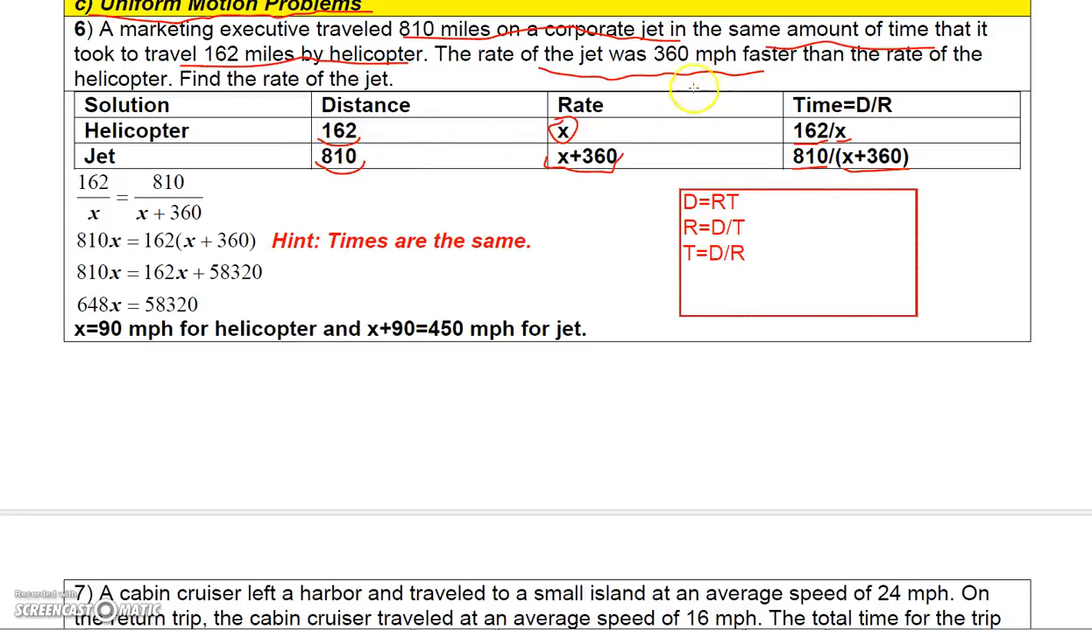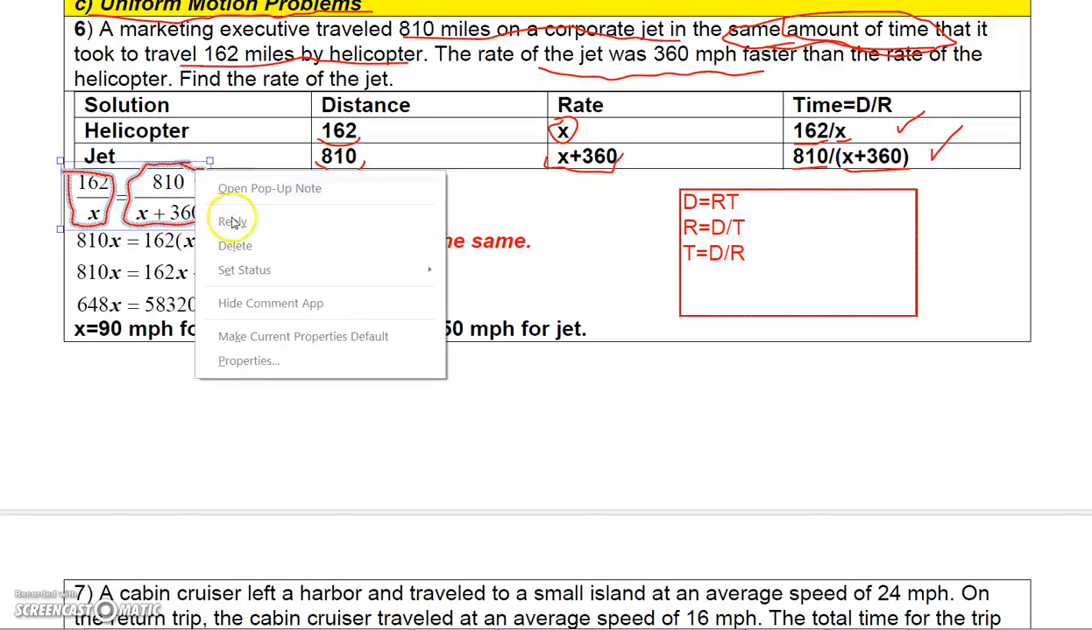So the key here is right here: same amount of time. Since this is the time for the helicopter's trip and this is the time for the jet's trip, we know that these two have to be the same. So here's your helicopter's time, here's your jet's time, and notice that I just set them equal. Now remember, this is a proportion. So on a proportion, I can just multiply them together.